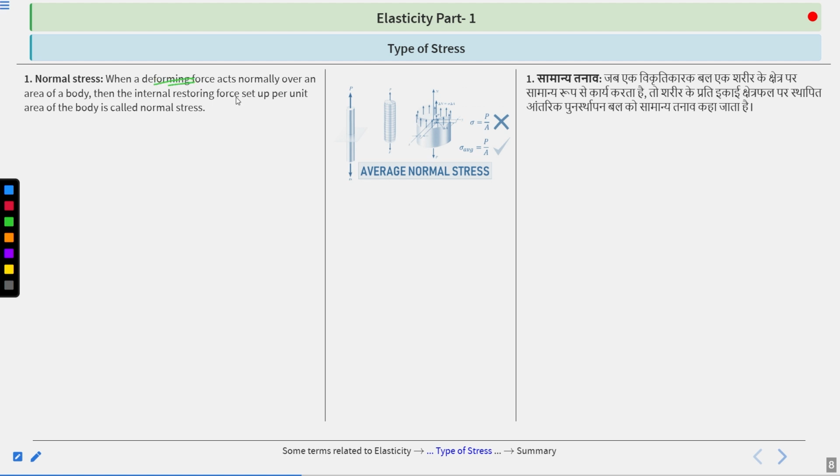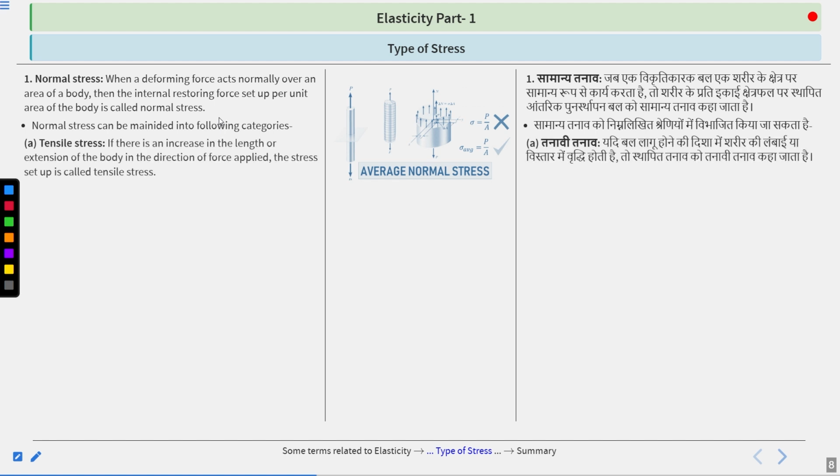Like the deforming force you have applied on a particular area of a body, the internal restoring force, which will be of the opposite direction to your deforming force, is also set up per unit area of the body. So that is known as the normal stress. Normal stress could be divided into the following categories. What are these categories? First is the tensile stress.